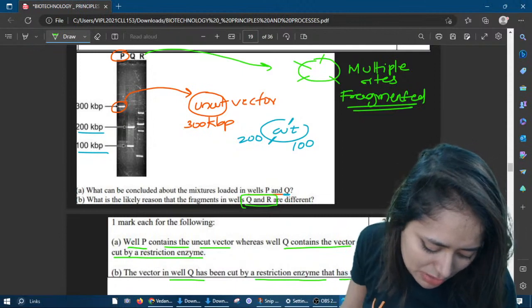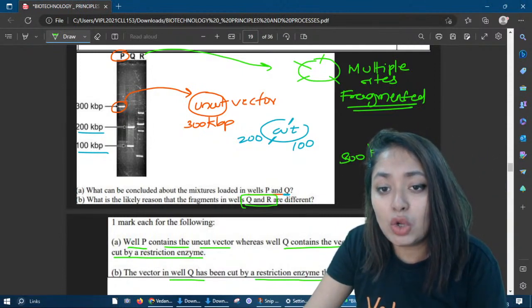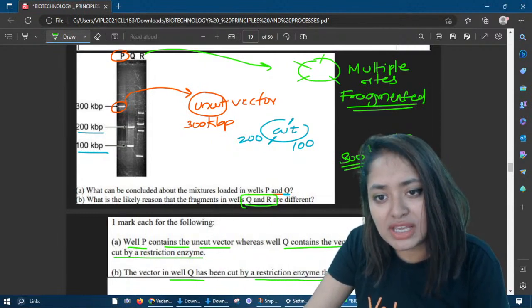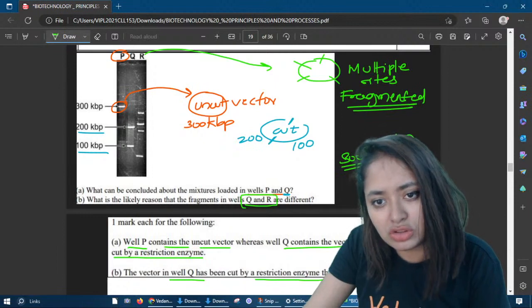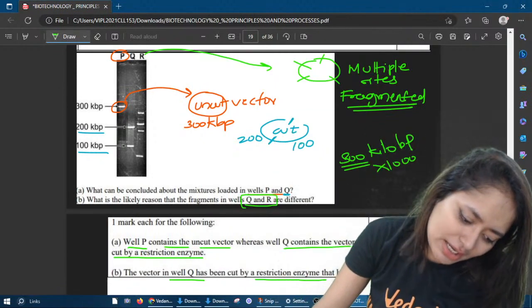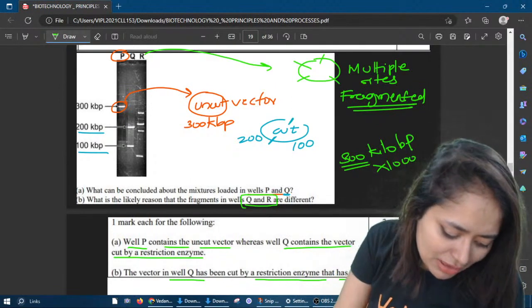Ma'am, 300 kbp means 300 kilo base pairs. Matlab, ye jo value hai, uske saath multiply by 1000. Utna base pairs. Matlab, itna bada hai. Aise karke. Samajh aayi? Done. Aage bade.